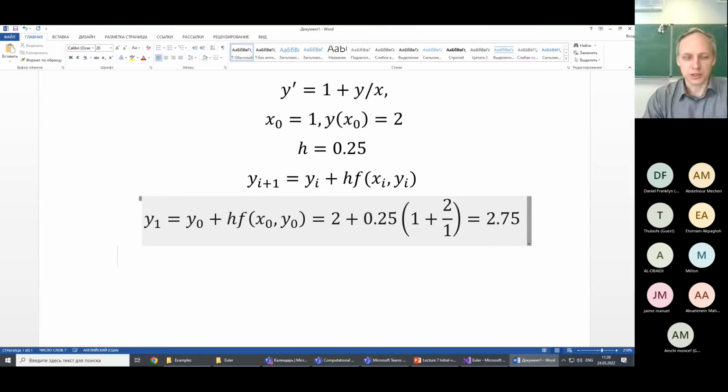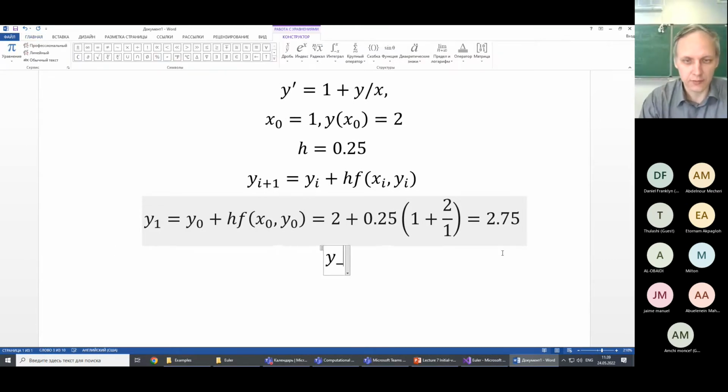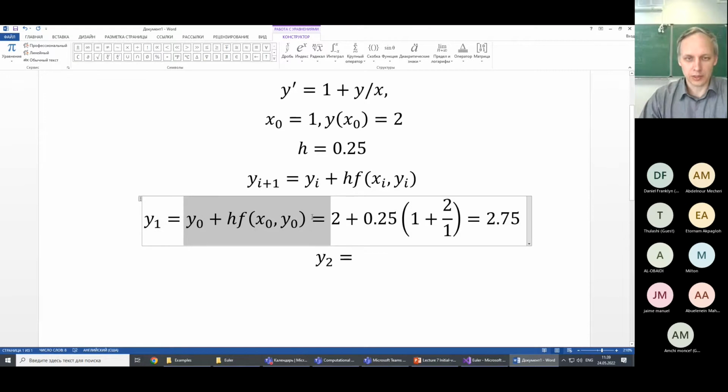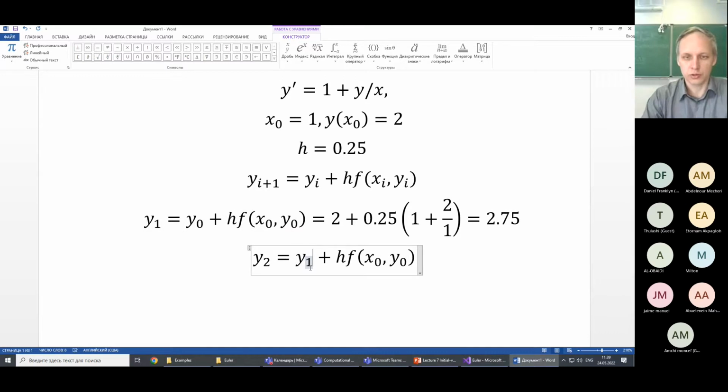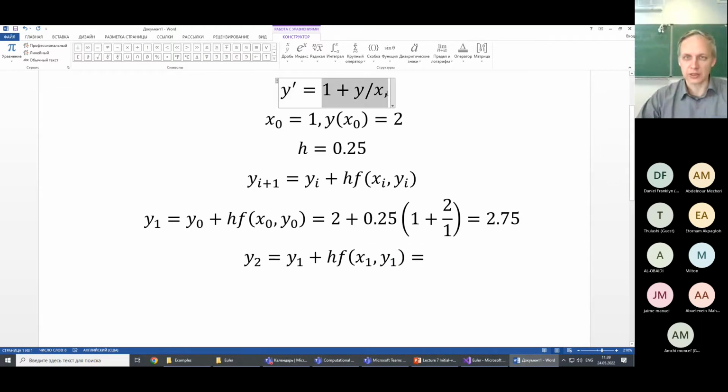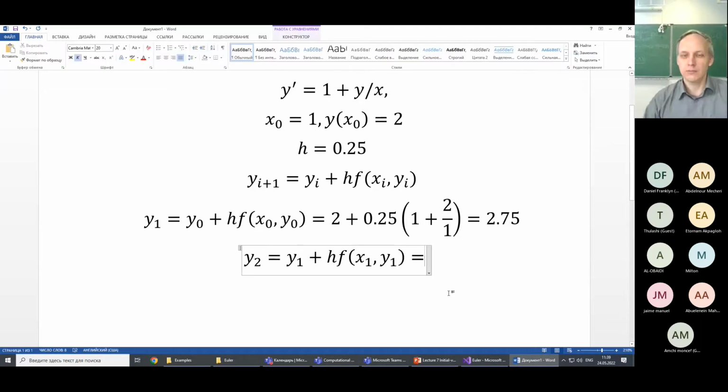Very good. But how to find the next value, y2? We can use the same formula, here the index is 1: y1 plus h times f of x1, y1. And you should substitute into the right-hand side of the equation the values of x1, y1. It's computed, and after that we compare the answers.